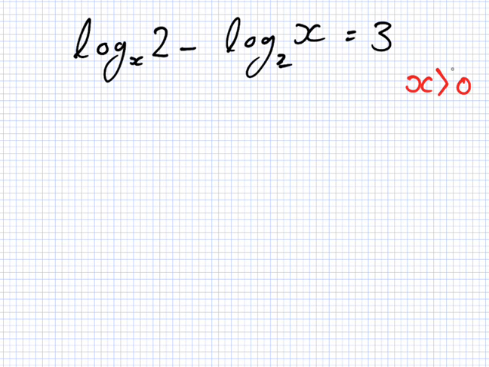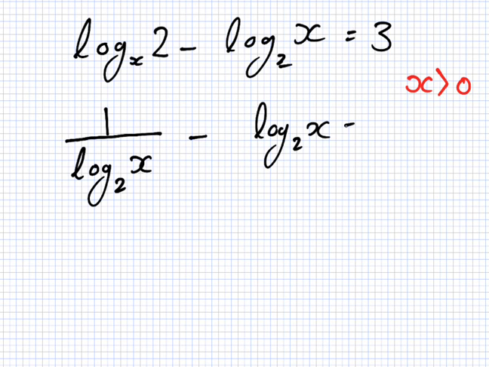Okay, so what should we do with the base? Which one should we change? 50-50 chance. It doesn't actually matter. We just need to change one of them. I'm going to change the first one. And the way I'm going to change it is by flipping, by swapping the 2 and the x. I think this is the fourth rule of logs, maybe. So this is 1 over log base 2 of x, minus log base 2 of x equals 3. So what I did was I swapped these.